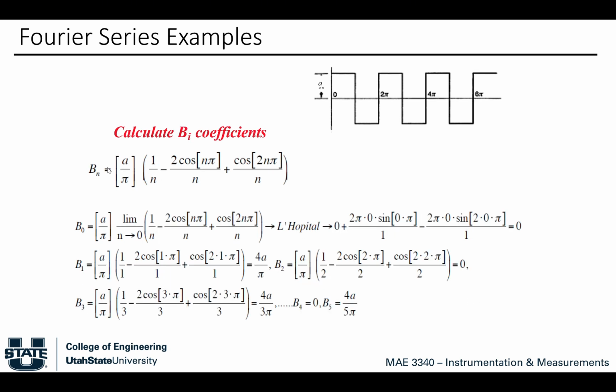So if we look at our B coefficients, we pull down that equation from a few slides ago, and then we start plugging in our values. We use L'Hopital again, and we end up with a 4a over pi. So we're out of luck. It did not cancel. B2, however, does cancel out. B3 does not. So every other one seems like it's not canceling out.